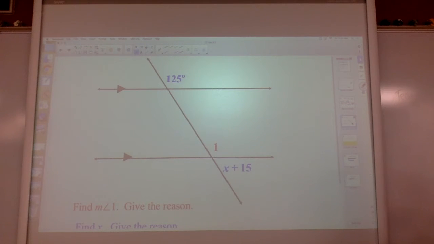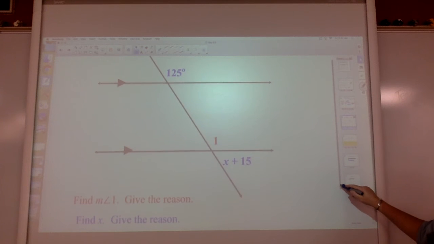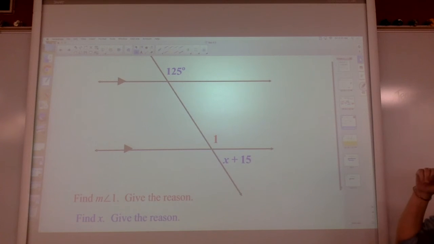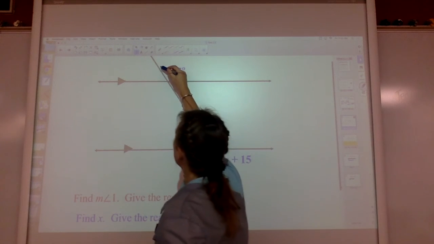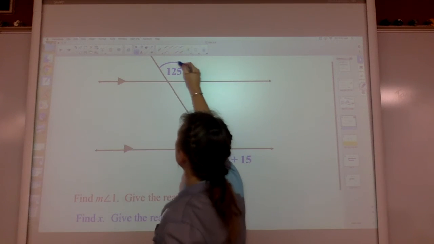All right, let's try this one. Hopefully you already have the diagram again. Find the measure of angle 1 and give the reason. Take a look up here. Compare it to the given information.